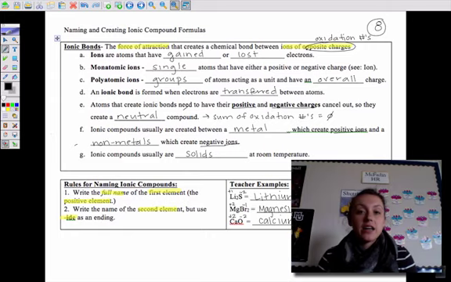Now, if you tried it and got most of it right, nice work. If you tried it and got it right, way to go. But either way, you should make sure you have this written on your paper.